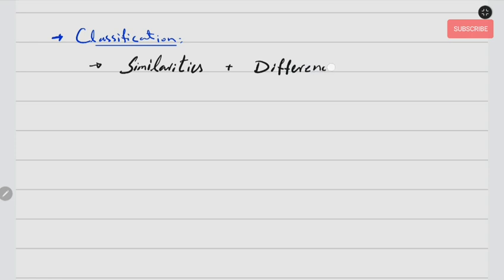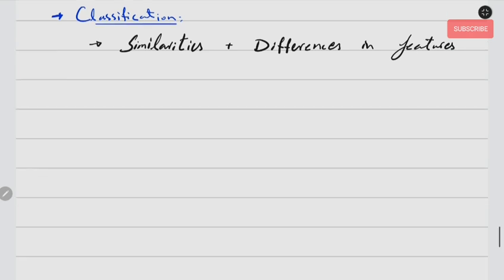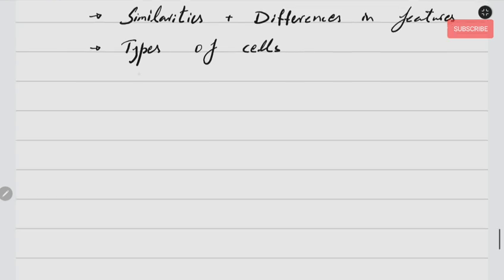Okay. So classification in the old time was done on the basis of apparent physical features, similarities, and differences. It could also be done on the basis of type of cells, prokaryotes and eukaryotes, with nucleus and without nucleus. We will discuss that later.